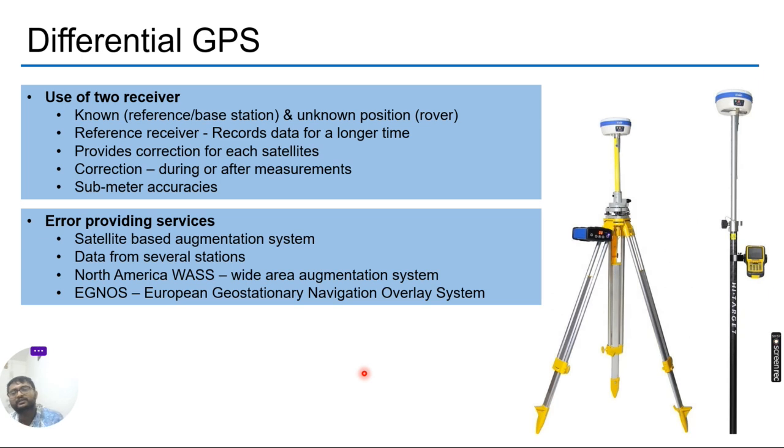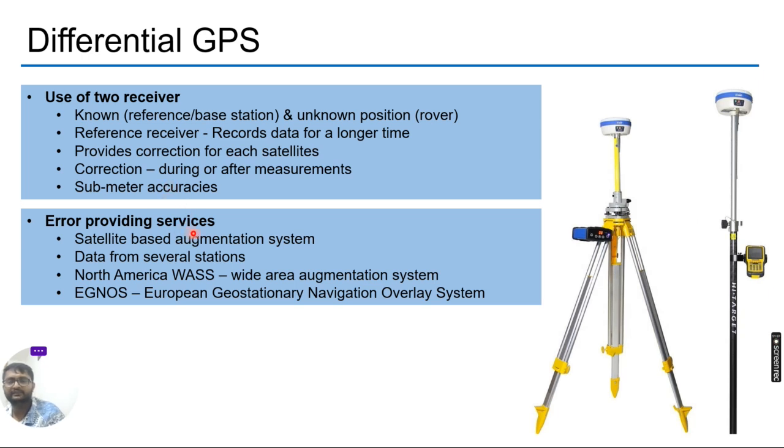Then we have this concept of differential GPS, which will allow us to do some correction and improve the accuracy. Here we know the location of some stations, and then we have some stations where we do not know the location, the unknown position, which we call a rover, and where we know the location, it is considered a base station. First of all, we put our receiver at the base station and find out how much error is there at the base station, and that error we apply at the rover stations. That is how the error correction service works.